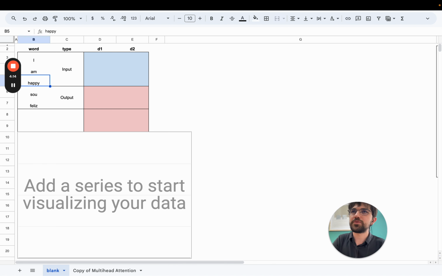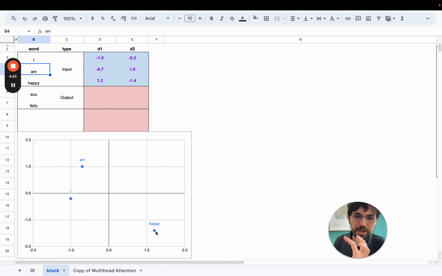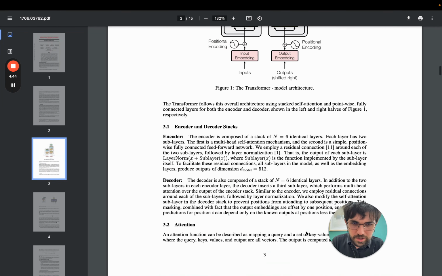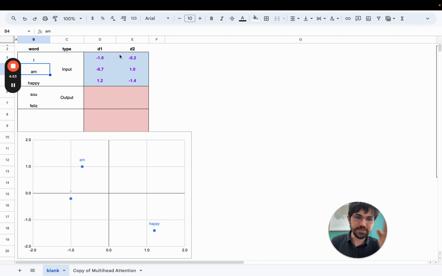So for this reason, I'll be placing the words I and am more to the left, and the word happy more to the right. In a real scenario, the embedding space is multi-dimensional, with hundreds of dimensions, but here for visualizing I'll be using just two dimensions. In the paper, it's mentioned that the original dimension is 512 for the embedding space.